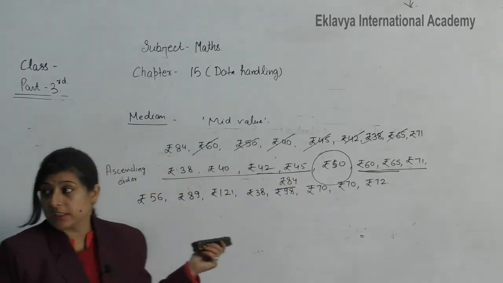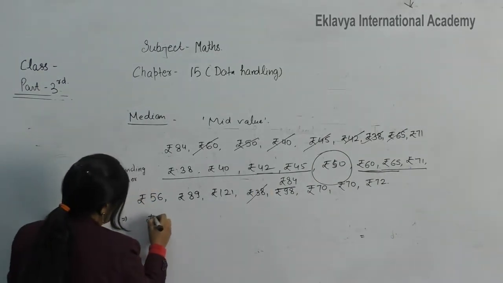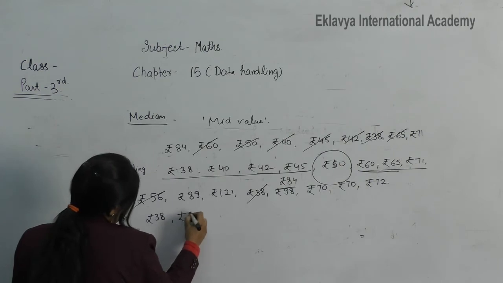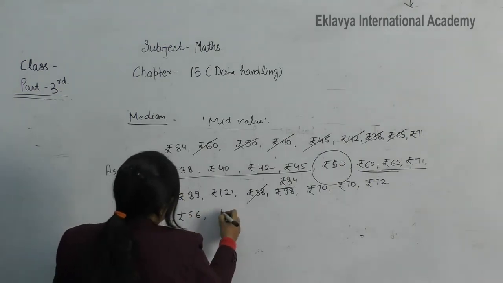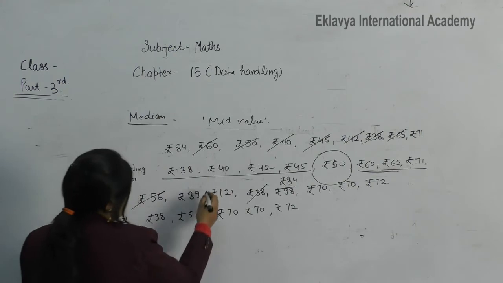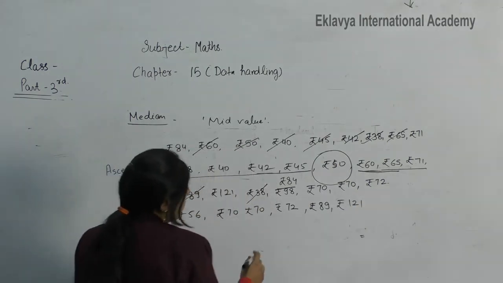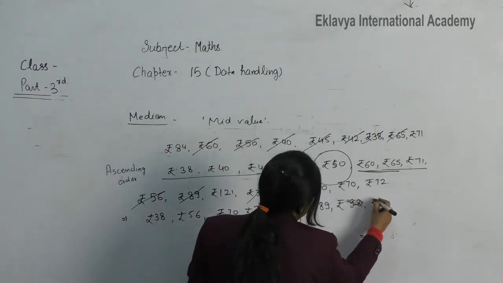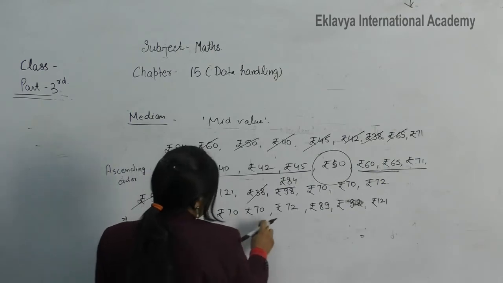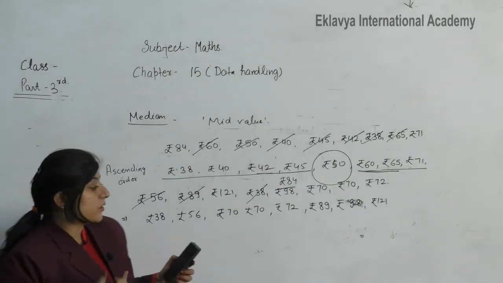Same thing, firstly we arrange it in ascending order. When you arrange in ascending order, the minimum salary is ₹38, then after that 56, then 70, 70, 72, 89, 98. 1, 2, 3, 4, 5, 6, 7, 8. Total 8 here. Then 8 divided by 2 is 4.